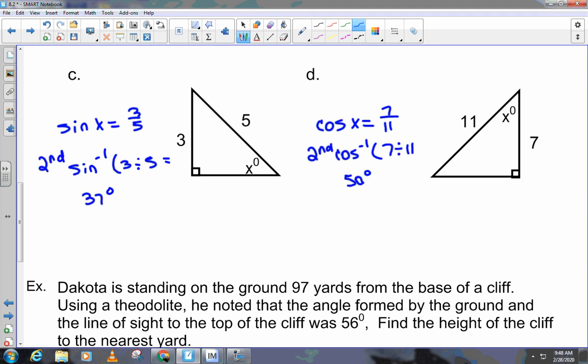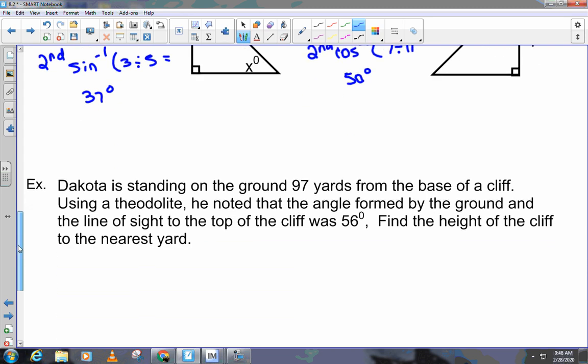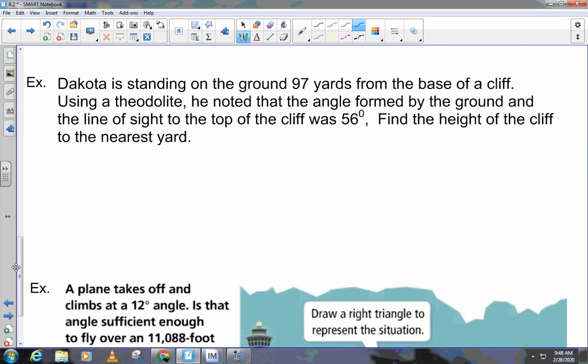All right, so when you're looking for the angle, you have to use the inverse. If you're looking for the side, it's regular sine, cosine, or tangent. Okay, we've got two more. These are pretty quick. Okay, Dakota is standing on the ground 97 yards from the base of a cliff. Using a theodolite, he noted that the angle formed by the ground and the line of sight to the top of the cliff was 56 degrees. Find the height of the cliff to the nearest yard.